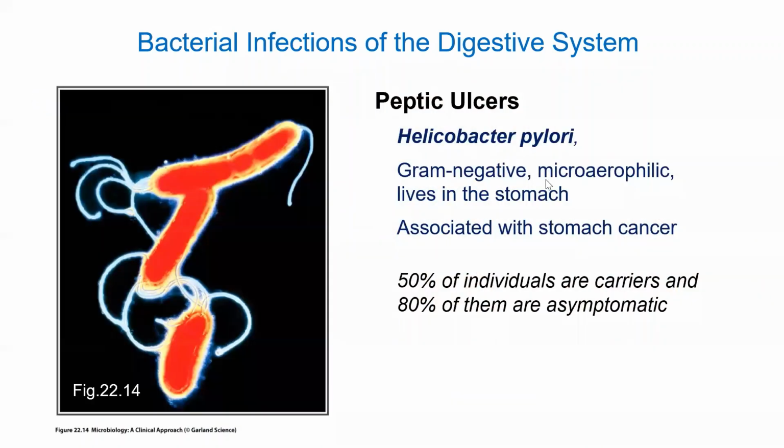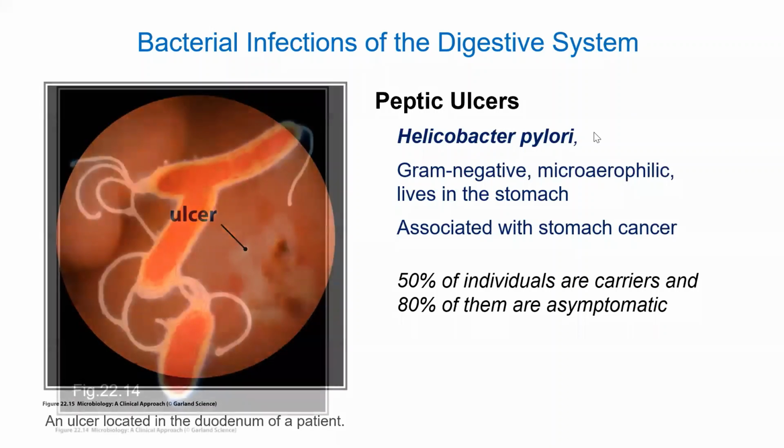So let's get deeper into the digestive system. We talked about the stomach. There's one main organism that's a concern sometimes in the stomach, and that's this guy. I think there's a little animation here. Where is he? My animation disappeared.